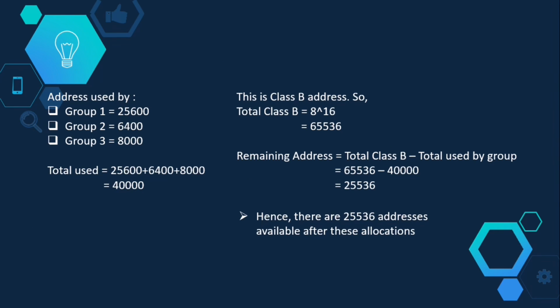Lastly, we have to sum up the total addresses used by each group to get the total used in the 3 groups, which is equal to 40,000. As we know, this is a class B address, so to get the total class B addresses, 2 to the power of 16, which is the first 2 bytes of the address, we get 65,536. Back to the question, we want to find out how many addresses are still available after this allocation. The remaining addresses equal the total class B addresses minus the total addresses used by the three groups. Then we get the answer 25,536. So that is the remaining addresses for this problem.